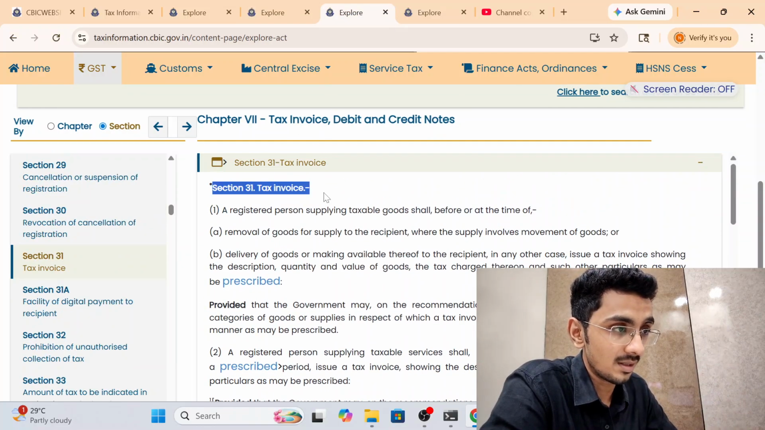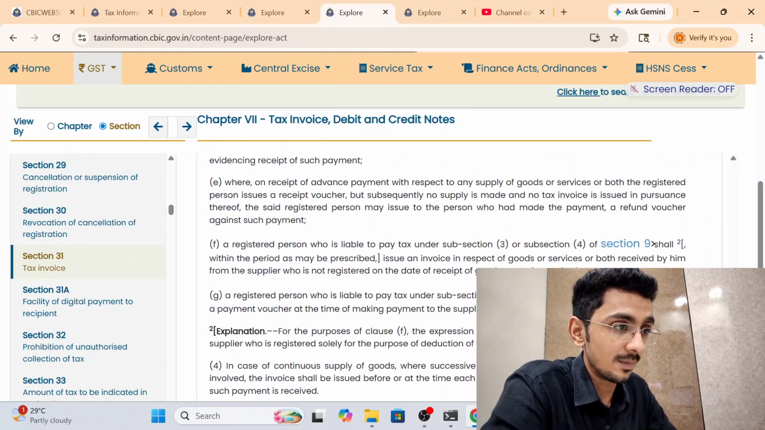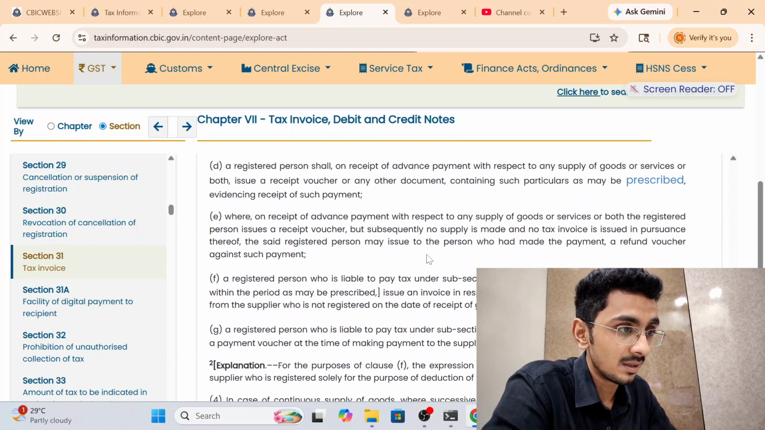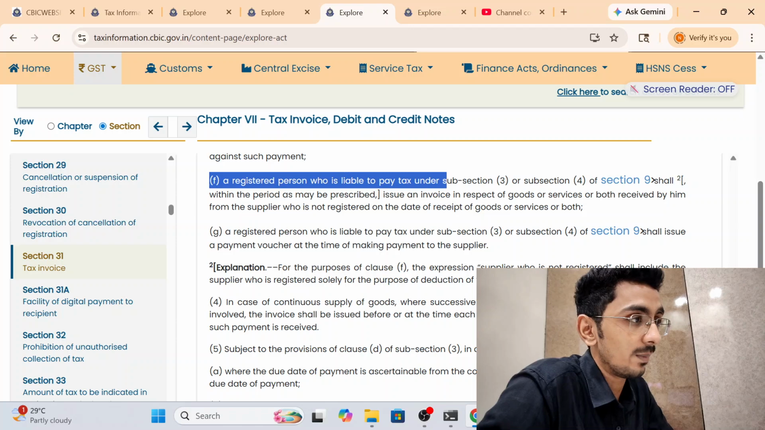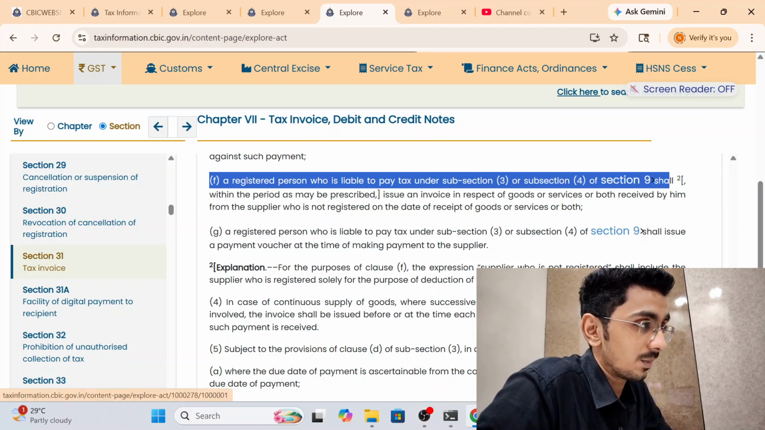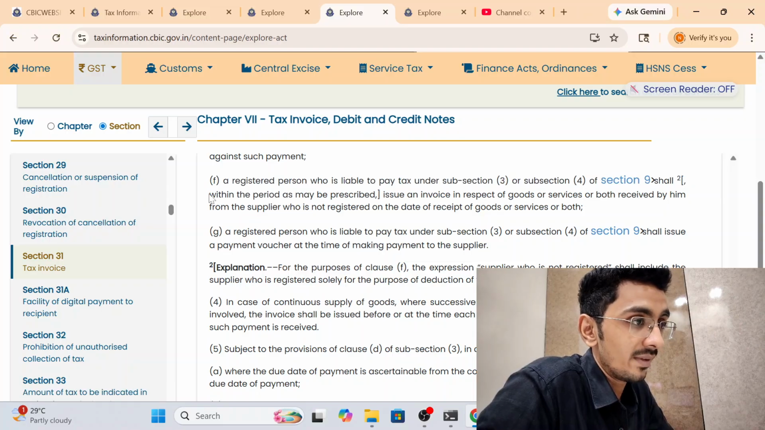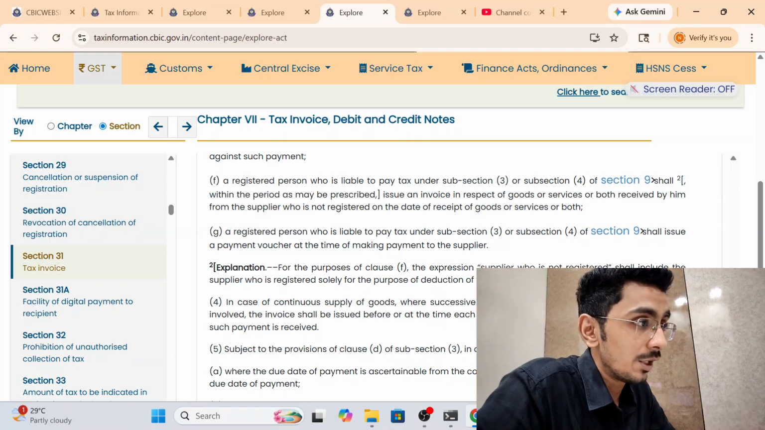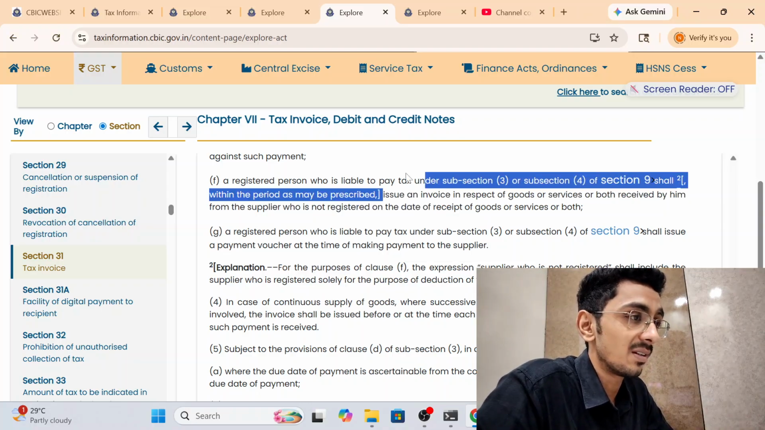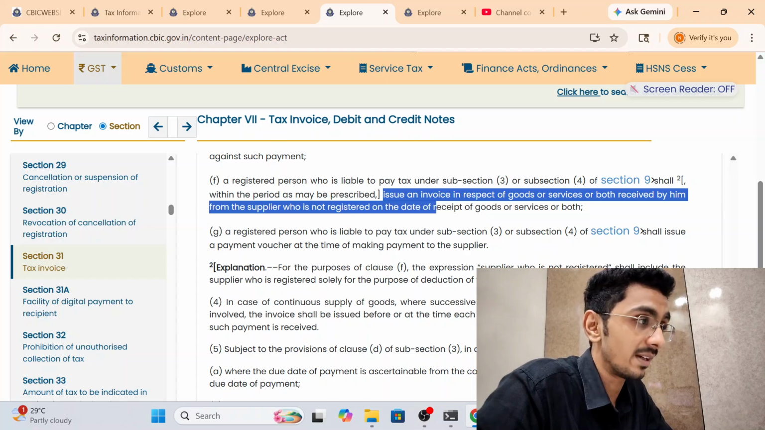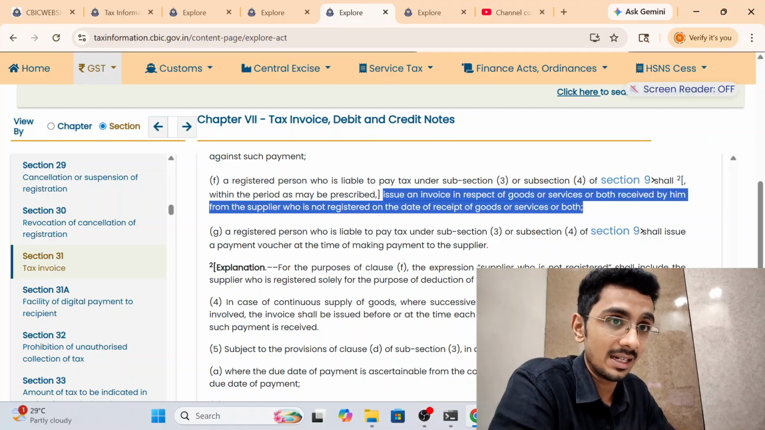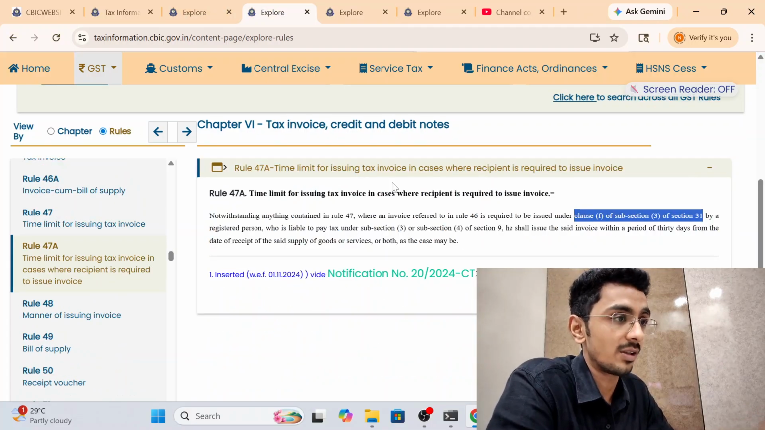This is Section 31, tax invoice. You just come to 31(3)(f). A registered person who is liable to pay taxes under 9 subsection 3, 9 subsection 4 shall, within a period as may be prescribed, where it is prescribed in Rule 47A, issue an invoice in respect of goods or services or both received by him from a supplier who is not registered, on the date of receipt of goods or services. On that day when you're receiving, if the supplier is not registered, in that case, you have to pay RCM. You have to raise an invoice as per Rule 47A.